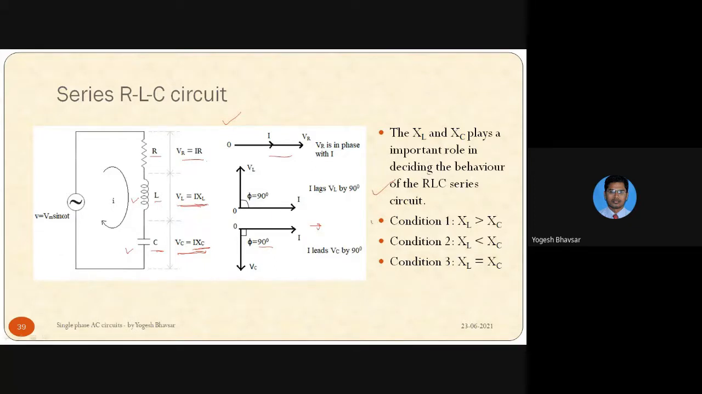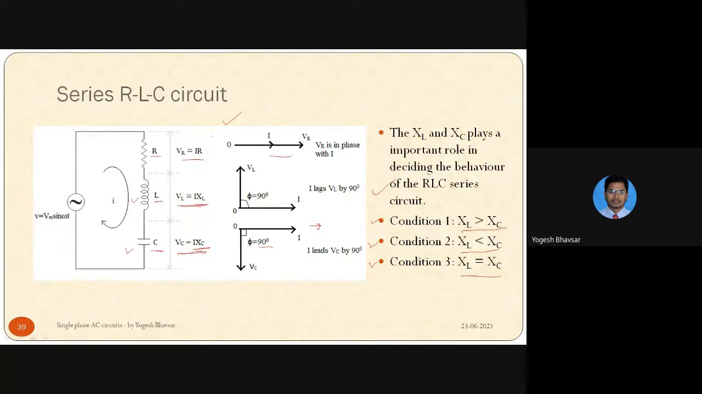So there are three different conditions. First condition is XL is greater than XC, where inductance will be more. The second condition, XL is less than XC, where the inductance value will be less. And third, both are equal, XL is equal to XC. Depending on these different conditions, we can draw the phasor diagram. Let us see these conditions one by one in detail.